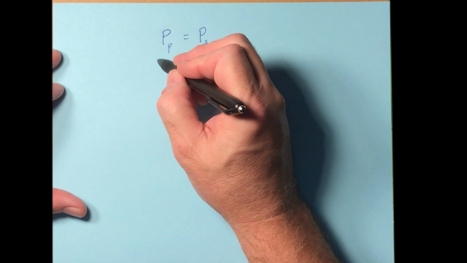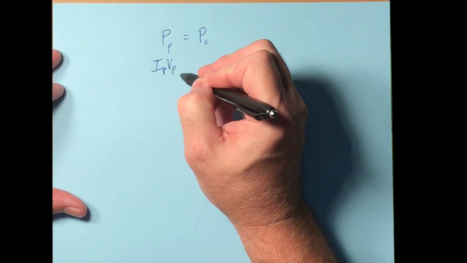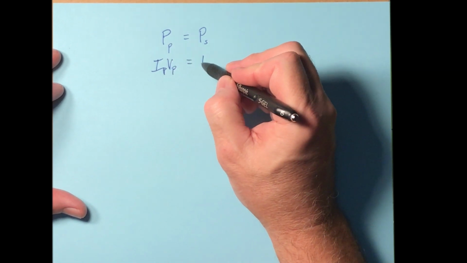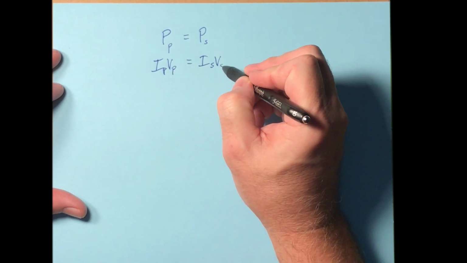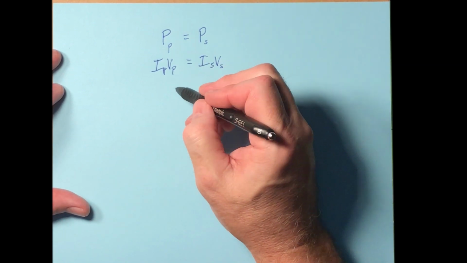Well, on the primary side, we have I sub P times V sub P. That's just P equals IV for the primary side. And we have I sub S times V sub S. So that has to be the case. Well, what does that mean?